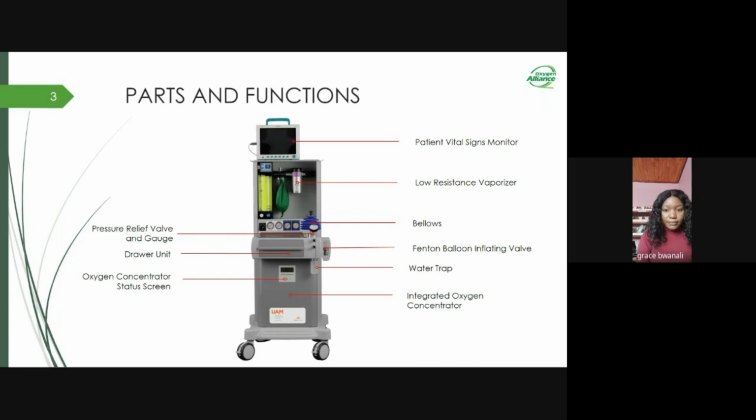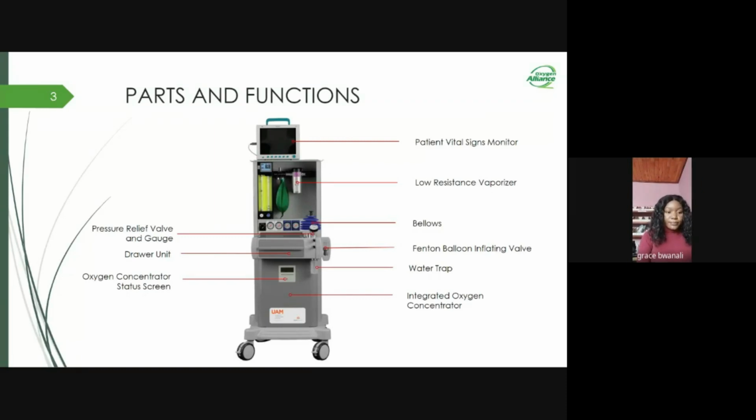Below it are the bellows, which are used for manual intermittent positive pressure ventilation. More of this part will be explained further as we go through the presentation. Then we have the Fenton balloon inflation valve. This allows for controlling the inflation and deflation of the cuff, maintaining the appropriate seal while minimizing potential harm to the patient's airway. After that part, we have the water trap. This is there just to prevent the entry of excessive moisture into the breathing circuit.